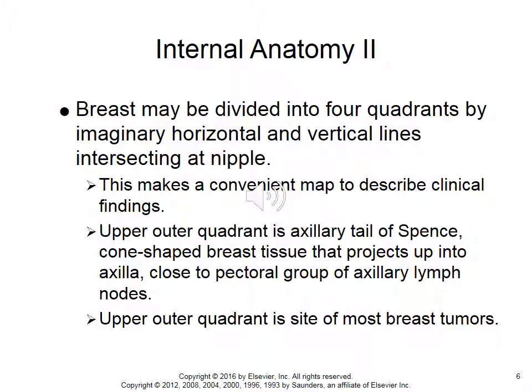So when you're doing your breast exam and when you're teaching your patients about breast exam, you should divide the breast into 4 quadrants with an imaginary horizontal and vertical line that intersect at the nipple. This makes a convenient map to describe findings. So you could say like upper outer quadrant, lower outer quadrant. The upper outer quadrant includes the axillary tail of Spence. It's important to fully examine this area because it is the area which most commonly involves tumors of the breast.